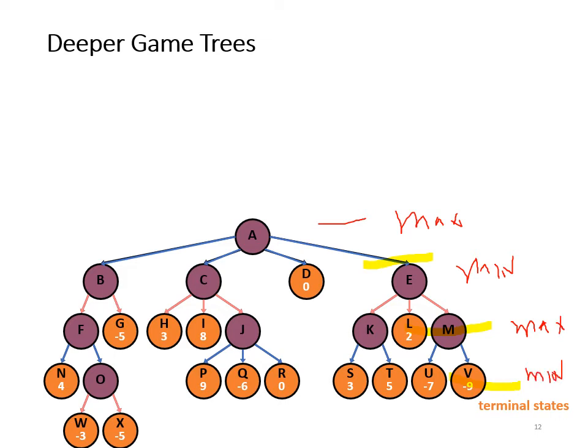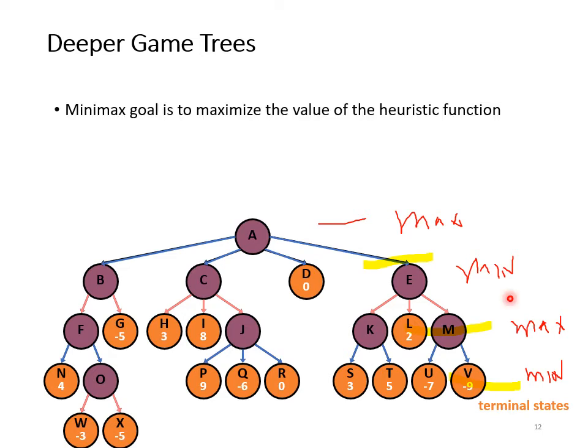So first of all, this min will take the value from -3 and -5. Minimum value of -3 and -5 will be -5. So you can see that this -5 has appeared here. And on the next level, the maximum value of 4 and -5 will be 4.